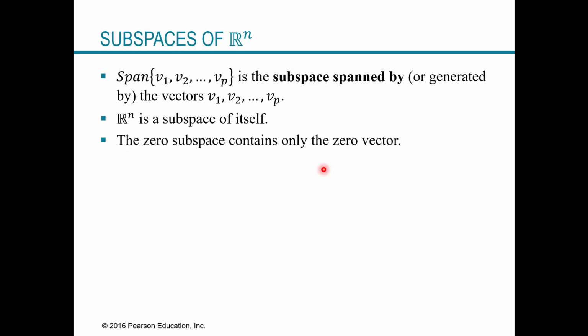Okay, so here are some facts for us. The span of our vectors v1, v2, and so on all the way to vp, we call the subspace spanned by, or you could say generated by, those vectors. Another fact: Rn is a subspace of itself. And the last fact here: the zero subspace contains only the zero vector. So 0 is still considered a subspace, but the only thing in it is the zero vector.